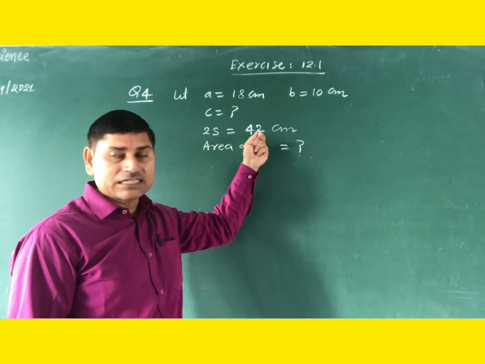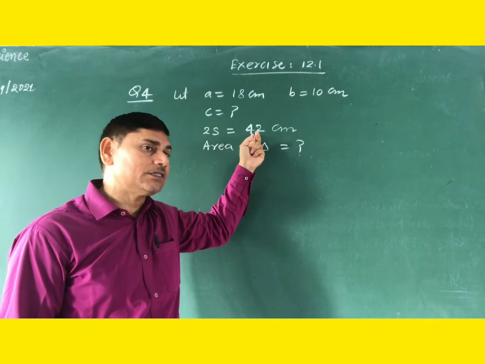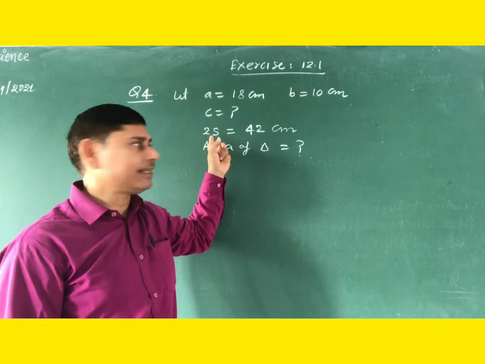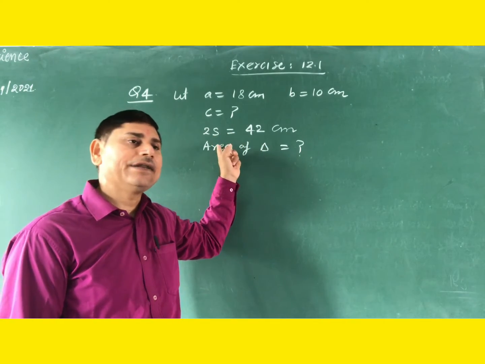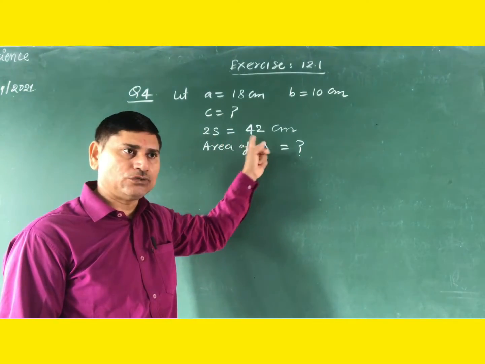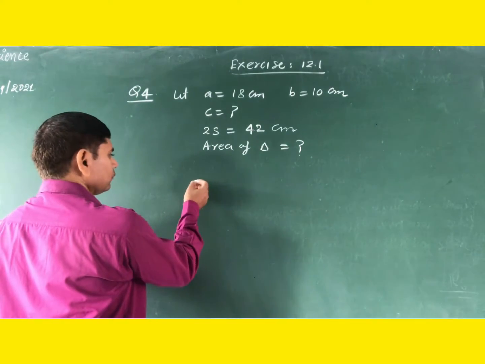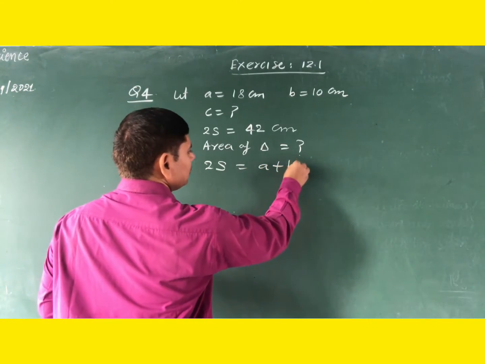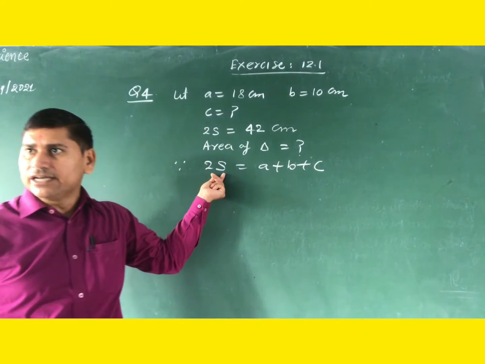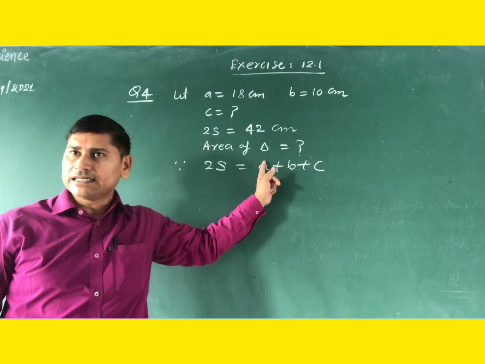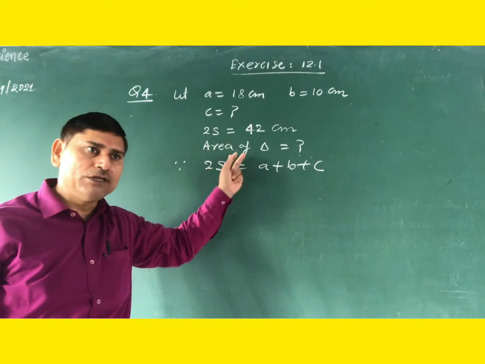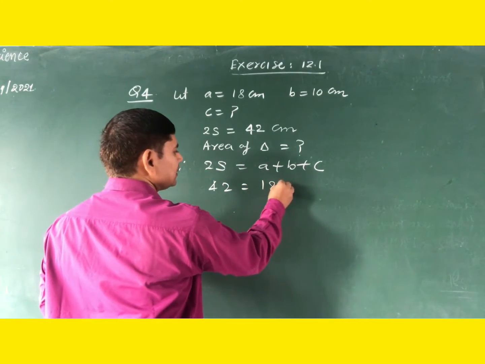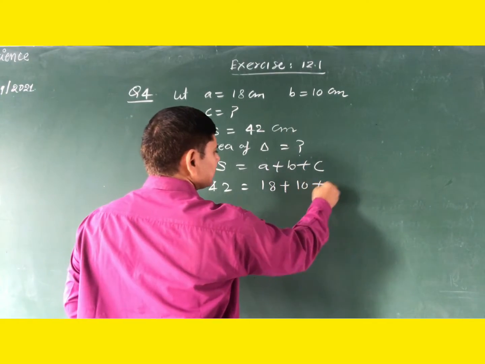And the perimeter is given as 42 centimeter, and perimeter is denoted by 2s. s is the semi perimeter. So you never write here s equal to 42. You will write here 2s equal to 42 centimeter. So according to the formula of perimeter, 2s equal to a plus b plus c, means the perimeter of a triangle equals the sum of all three sides. Put all the values which you know: 2s equal to 42, a equal to 18, b equal to 10, and c is required.